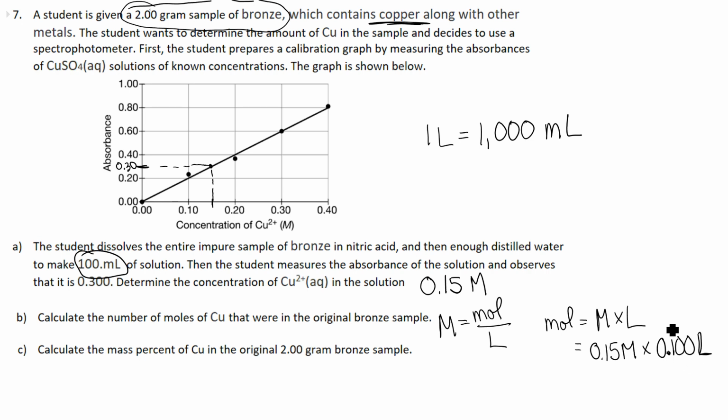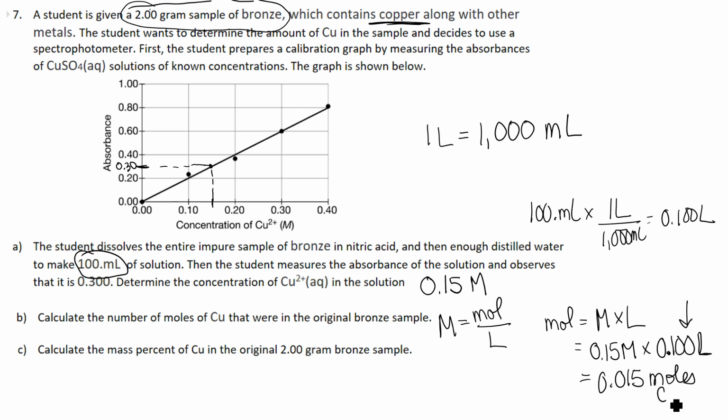You do not have to show your work for this type of conversion, but you can if you want to, if that helps you make sure you're doing it correctly. I'll show it once as an example. So you've got 100 milliliters and 1 liter is 1,000 milliliters. But I am okay if you can just jump straight to there, that's fine. And so in moles, that is 0.015 moles of copper. Remember, that's what this is graphing, molarity of copper. So that's moles of copper.